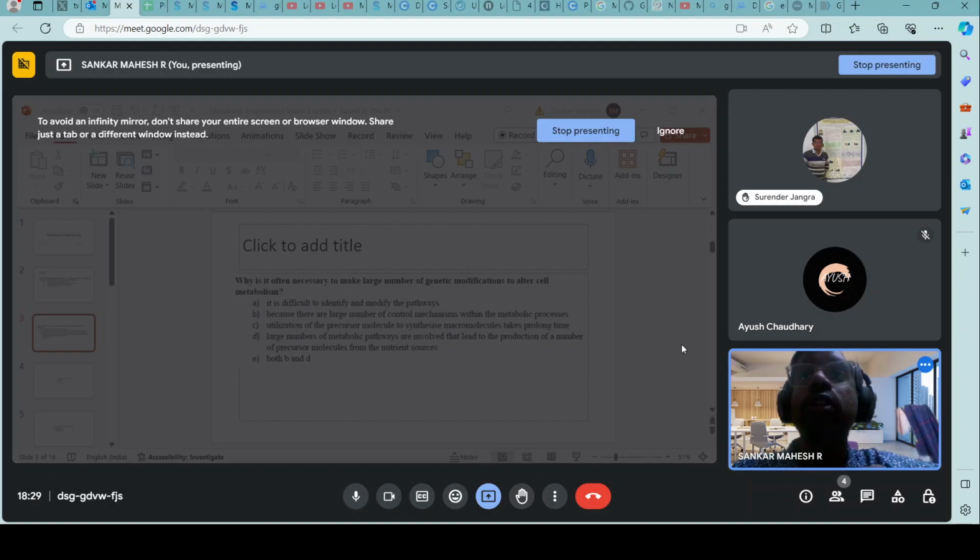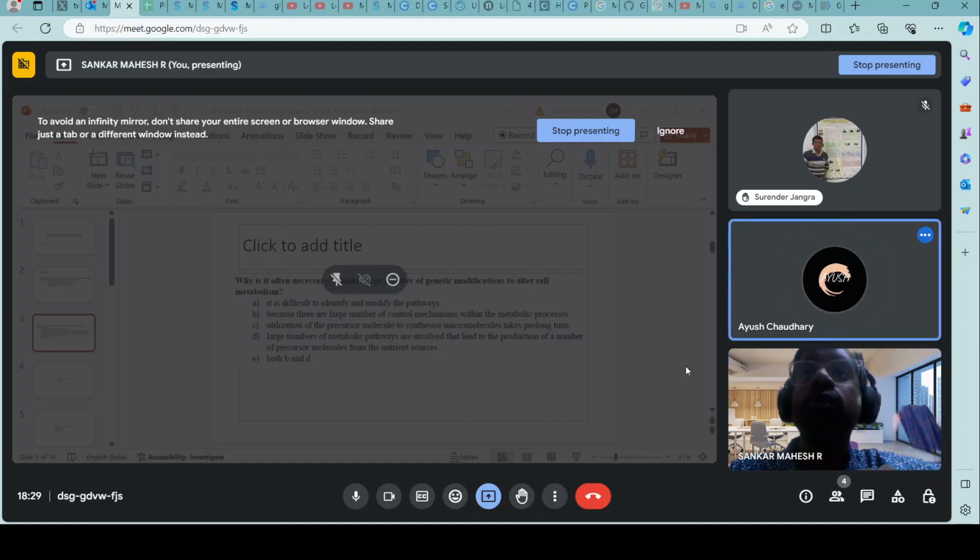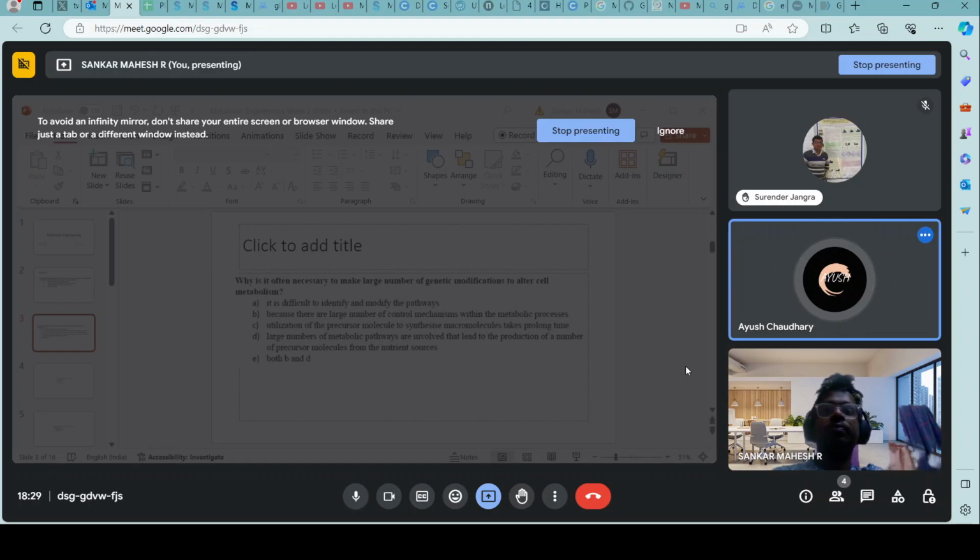Ayush, what do you think about option B? Do you think it's right or wrong? You can give an explanation. Yes, sir. I think it's right because, sir, generally, as we know, any cell or microorganism that we are working with to produce any product has a large number of genes that are responsible for the same protein or a different type of protein.